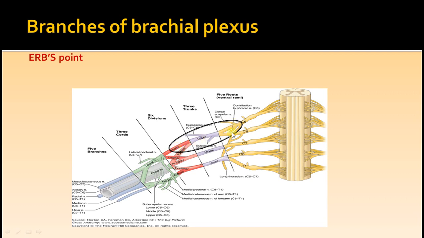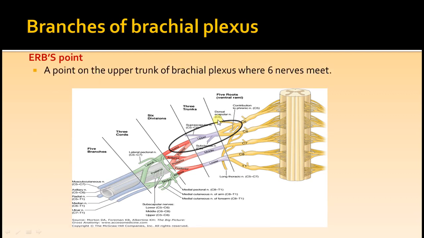So 1, 2, 3 and 4. Then from the trunk you get 2 branches, 5 and 6. So 1, 2, 3, 4, 5 and 6: 6 nerves meet here, and this is called Erb's point. We will come back to what happens if there is an injury to Erb's point later in this lecture. So it's a meeting point of 6 nerves.